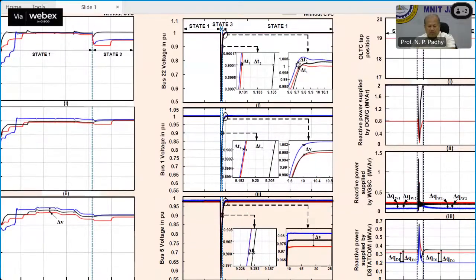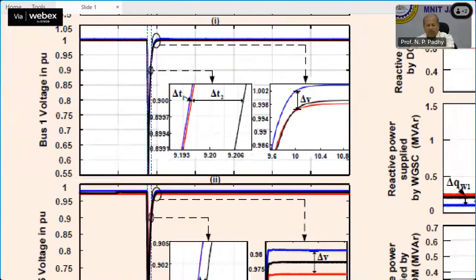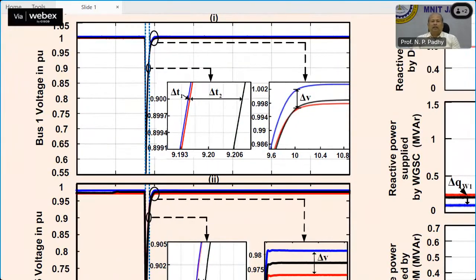The same thing here also, you see everywhere the voltage profile becomes better compared to the others. And in delta V, you see the change on the right-hand side, it shows that the proposed algorithm experiences a better voltage profile at bus numbers 1, 22 and 5.